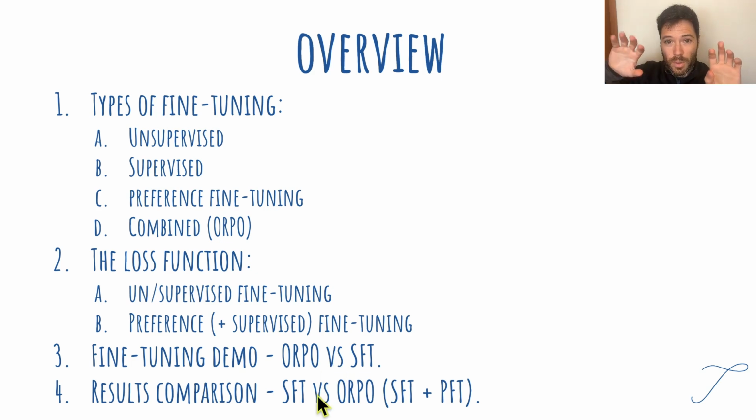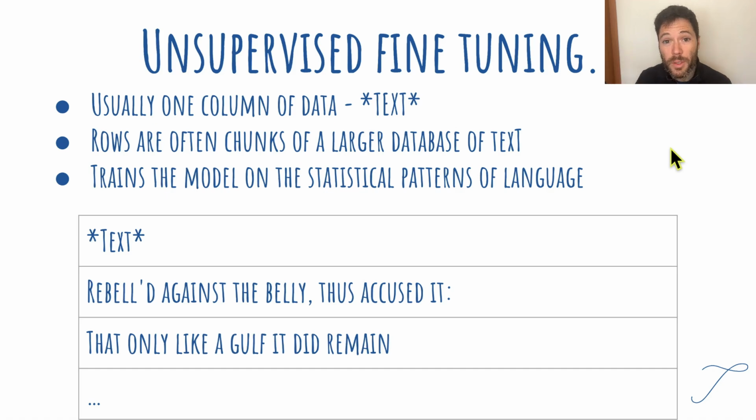To understand preference fine-tuning, it's helpful just to recap very briefly how unsupervised and supervised fine-tuning work. Unsupervised fine-tuning, which is where most of the compute goes in training a language model from scratch, typically involves rather unstructured data. It might be extracts from books or from the internet that are then split into multiple rows. Here I have an extract from Shakespeare that I've split into multiple rows.